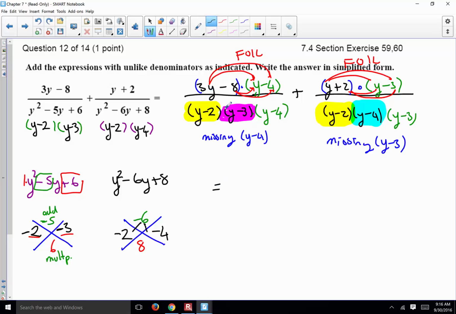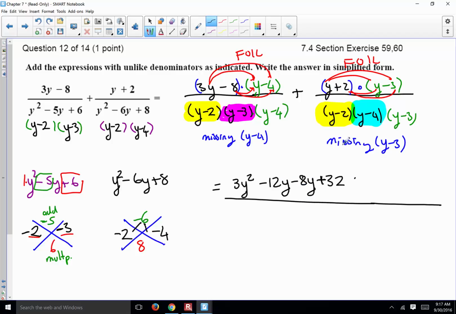When I FOIL the first one, 3y times y is 3y squared. 3y times minus 4 is minus 12y. Minus 8 times y is minus 8y. Minus 8 times minus 4 is positive 32. Yep. Please track my work, okay?